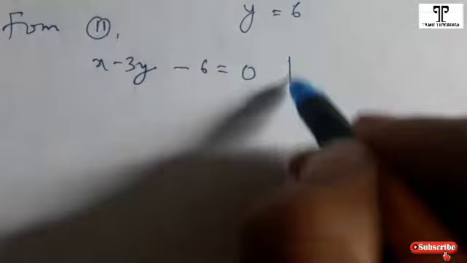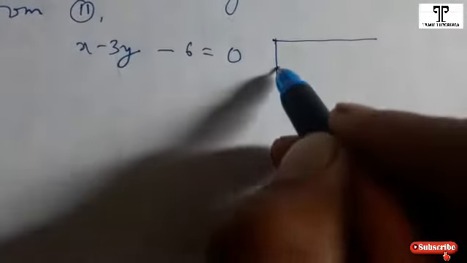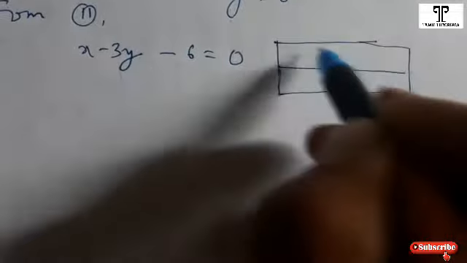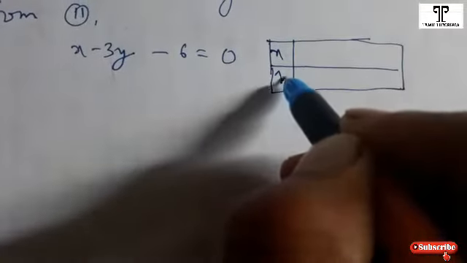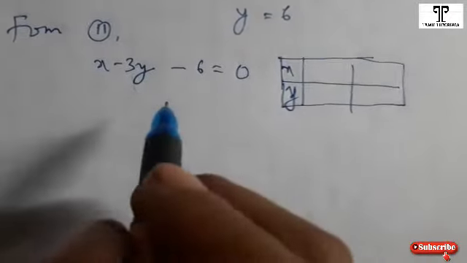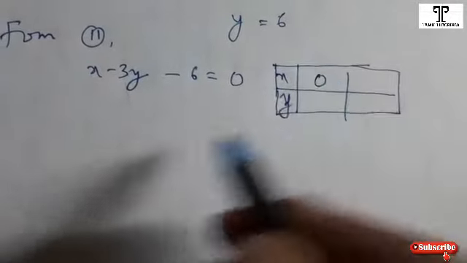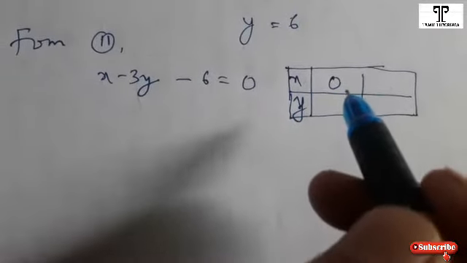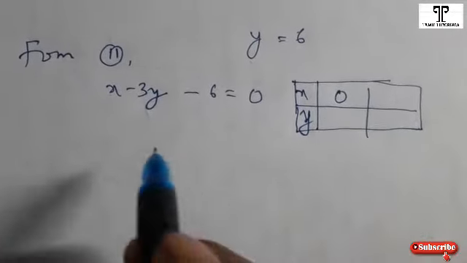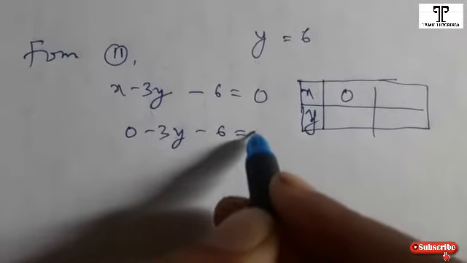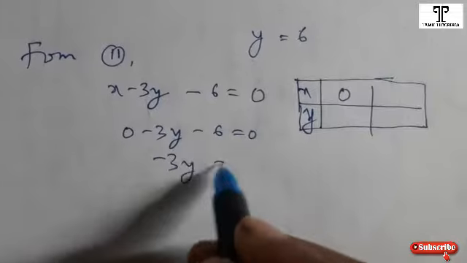So for this also we need to make a solution box, so that it will be easy to note the solution here. So just finding two solutions is sufficient. Okay, so let us put 0 for x. It is not that you must put 0 first, you can put any other number also. So 0 minus 3y minus 6 equal to 0. So minus 3y is equal to 6.